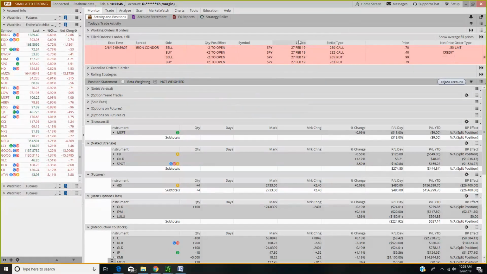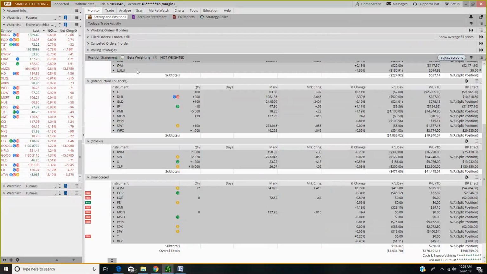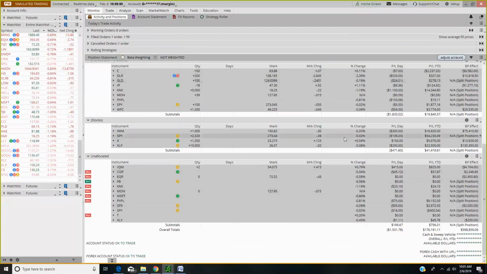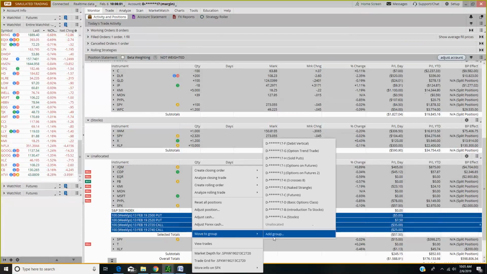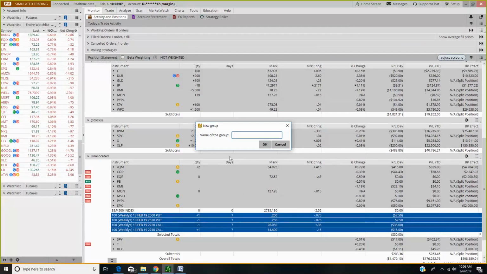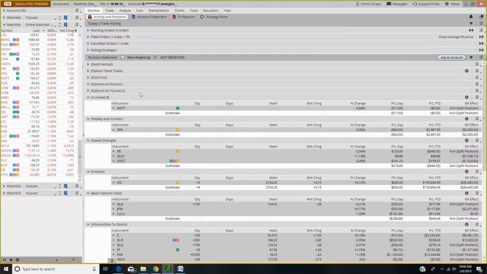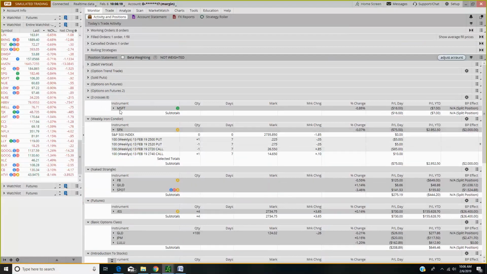So, if I go down here to the bottom, and I right-click, and I just highlight this. Right-click, move to. I don't have an iron condor group, so I'm going to add a group. And I'm going to call this group Weekly Iron Condor. Okay, boom. Then if you go back to the top, we've got Weekly Iron Condor right here. I just added it to that group.